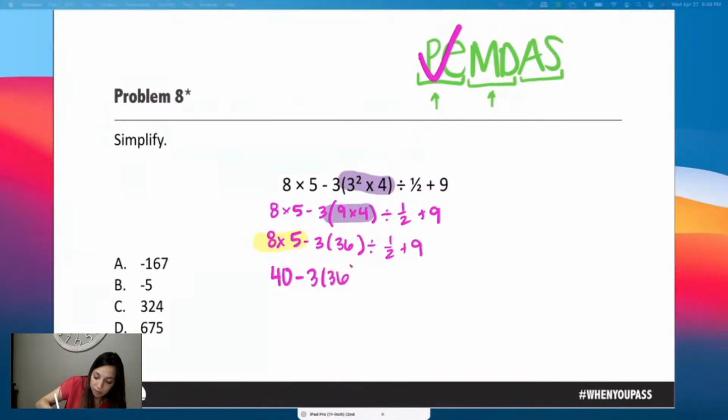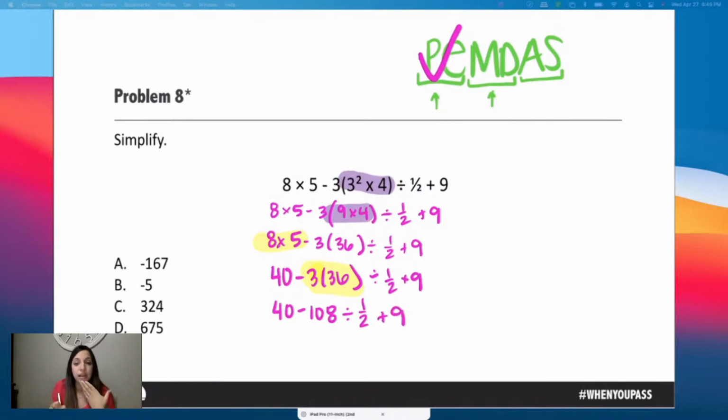This is just how I solve it. Some people can do multiple steps at a time. I cannot. What is the next piece of multiplication that we see? -3 times 36. I am not going to do 40 minus 3 because I'm not done with my multiplication and division yet. So -3 times 36, I'm going to use my calculator, is -108. So 40 minus 108 divided by 1/2 plus 9.